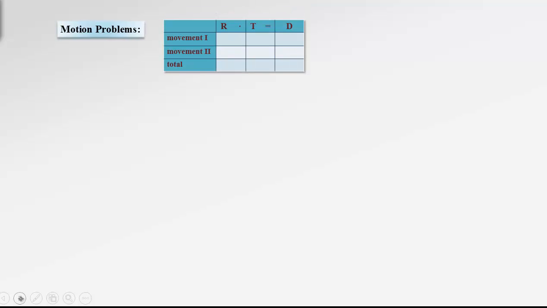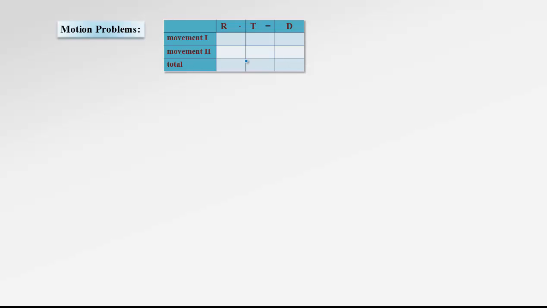Let's see another type of problems, motion problems. Probably our favorite ones, right? When solving motion problems, I would suggest to stick with a table like this. Rate times time equals distance. Those are our columns. And then possibly first movement, second movement, and occasionally total.